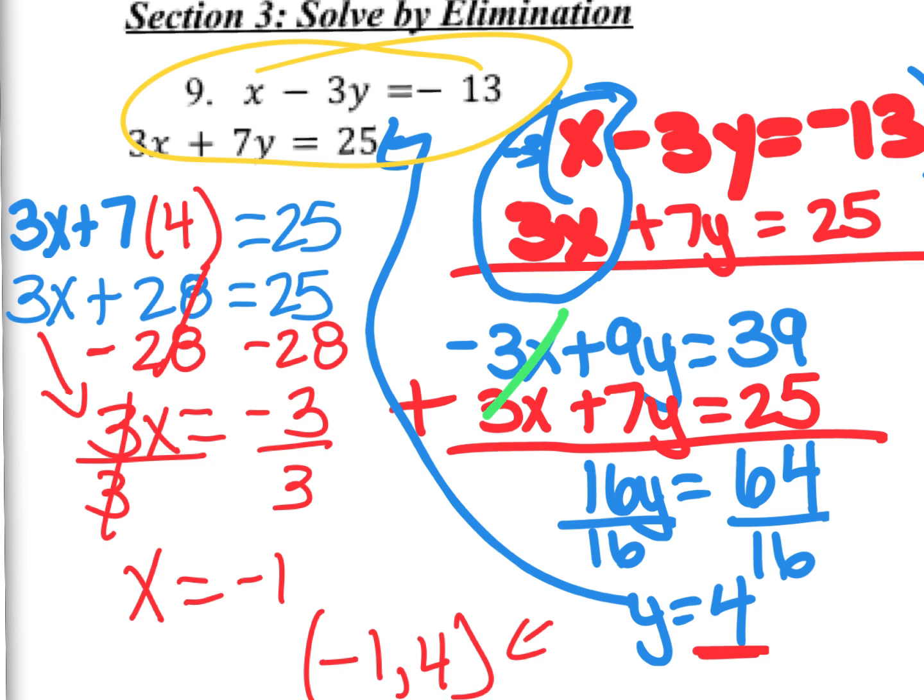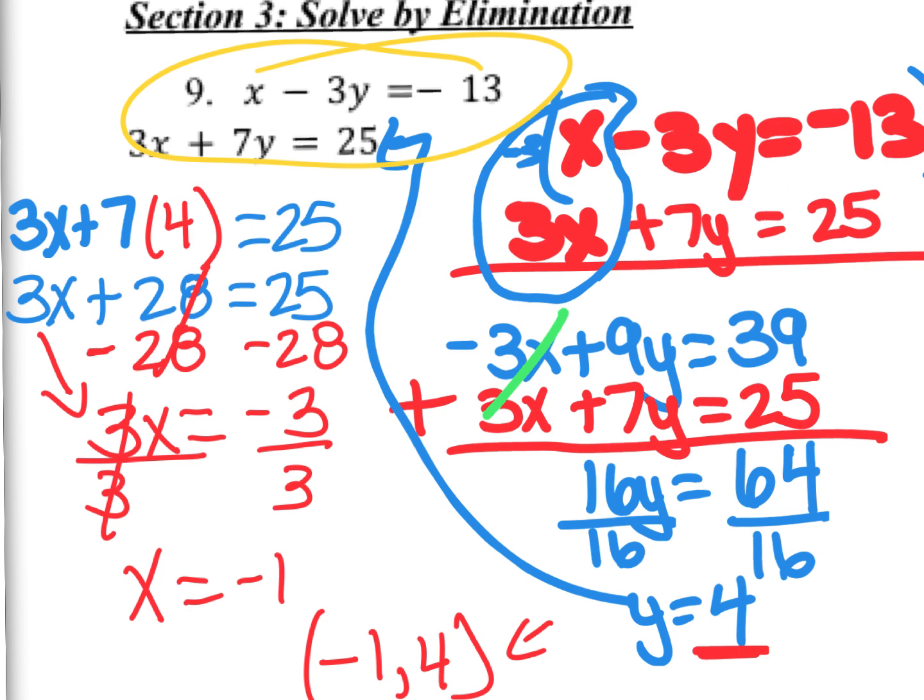So I'm going to go back up here. I have the 3x plus 7y equals 25. And let's do the same thing. 3, and instead of x, I have negative 1, plus 7, instead of y, I have 4 equals 25. And now let's solve for our equation. 3 times negative 1 is negative 3, plus 7 times 4 is 28 equals 25. And now let's just solve this. Negative 3 plus 28, 25 equals 25.